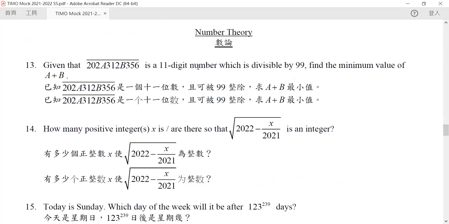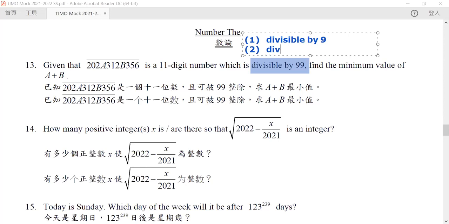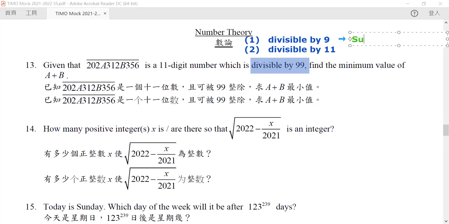And hence we have finished our algebra. Now let's go to number theory. Given that this number is divisible by 99. Now, remember that divisible by 99 means two things. One is that it is divisible by 9. Again, we have some rules to figure out whether it's divisible by 9. And the second one is divisible by 11. So we also have some rules to figure out whether it's divisible by 11. So first things first, the rule that we would like to use is the sum of digits, right?